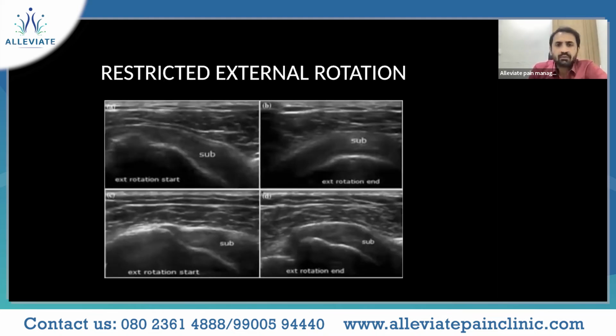Restricted external rotation, as I was telling you, this is the start of external rotation and this is the end of external rotation. But in this case, you can see the subscapularis and the end of the subscapularis, and you can see that hardly has it gone in. This is also a very hallmark of adhesive capsulitis wherein your external rotation is blocked.